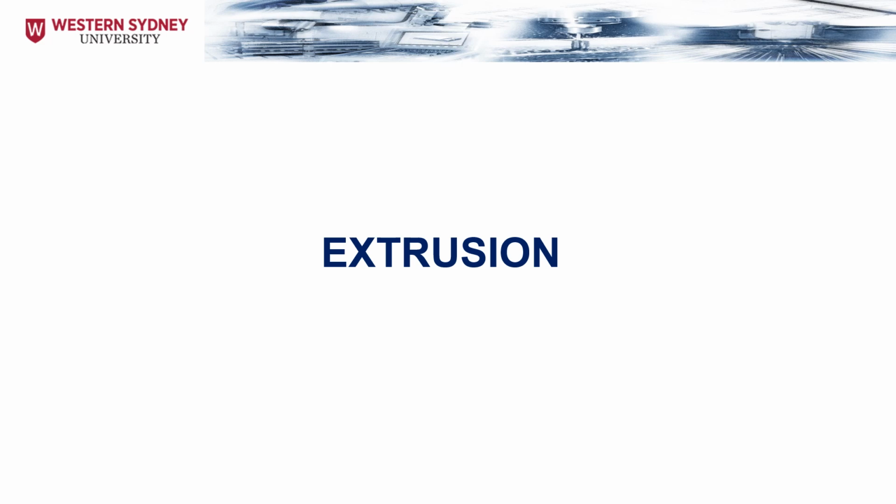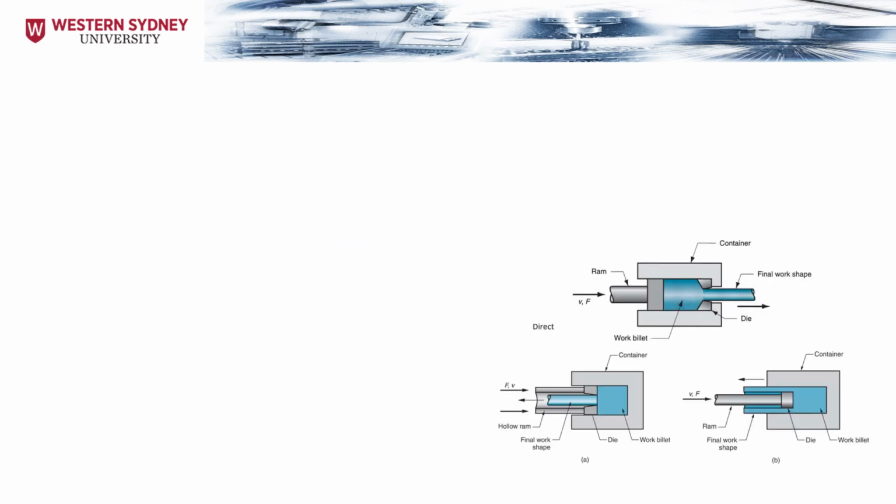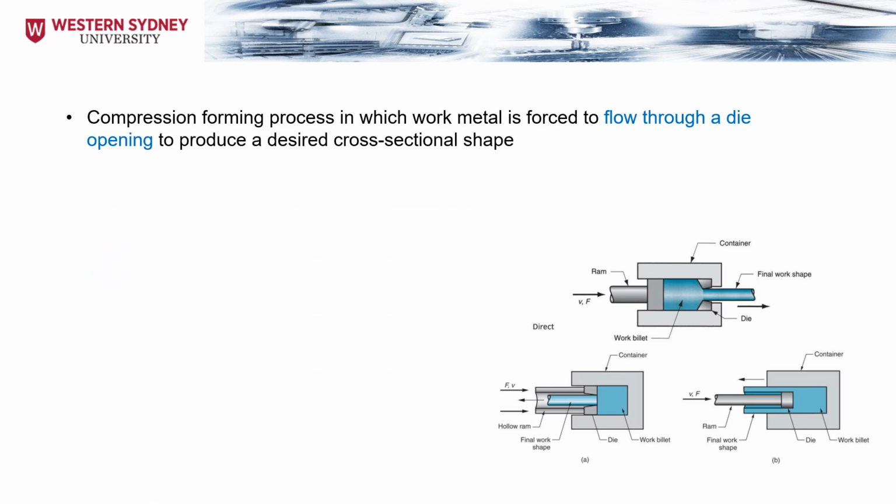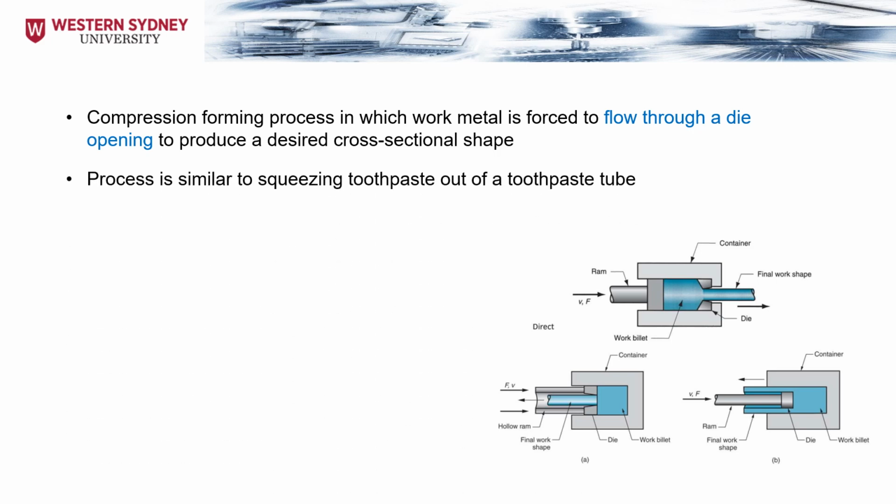The other operation we have is going to be the extrusion. Now, in the case of the extrusion, it is a compression forming process in which the work metal is going to be forced to flow through a die opening, and this will produce a desired cross-sectional shape. The process is similar to the squeezing of toothpaste out of a toothpaste tube.